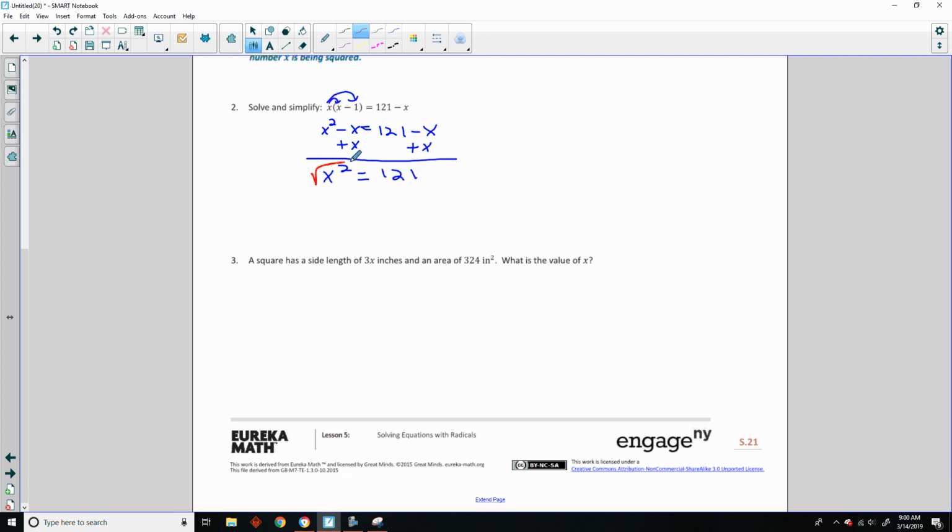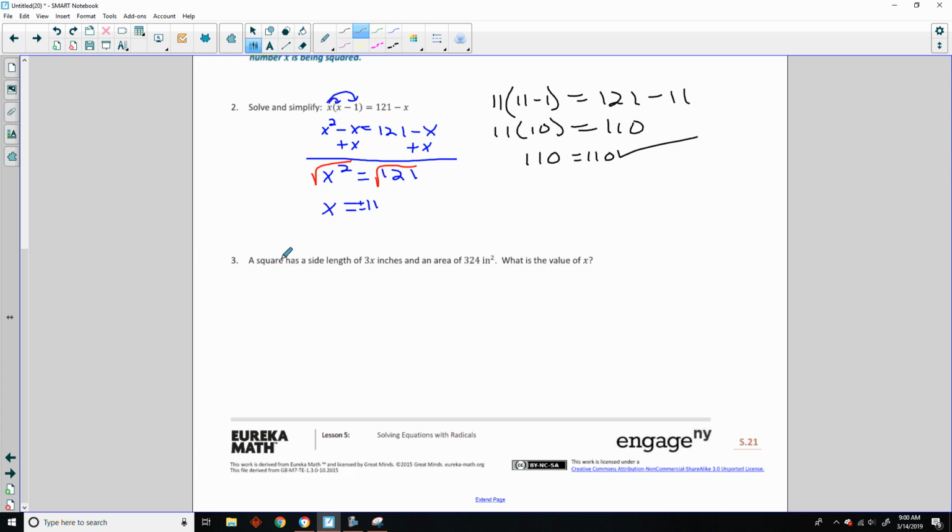Since x is being squared, the inverse of squaring is the square root. The square root of x squared is x. The square root of 121 is 11. The answer would be positive and negative 11. I will just check positive 11. 11 times 11 minus 1 equals 121 minus x. 11 times 10 equals 110. 121 minus 11. 11 times 10 is 110, and sure enough, they're equal.